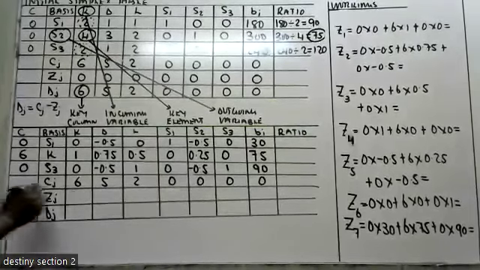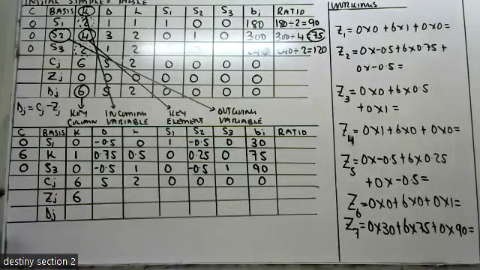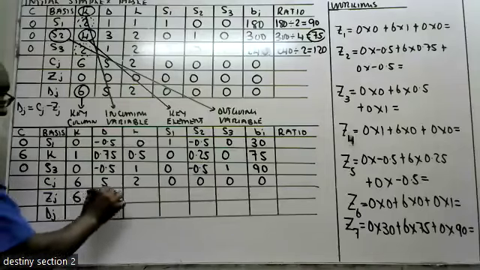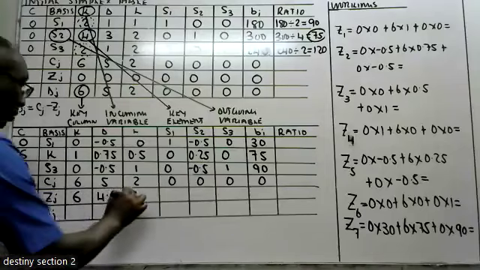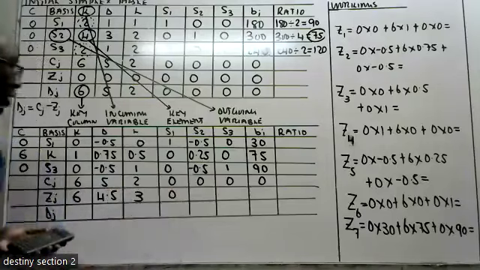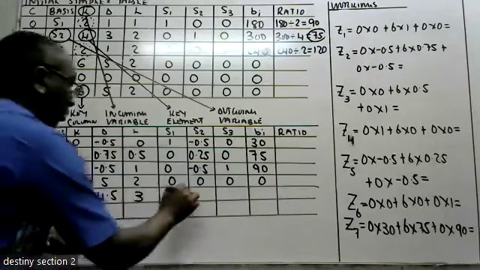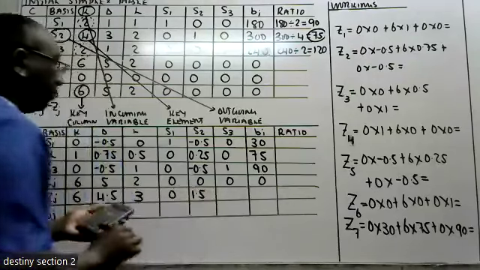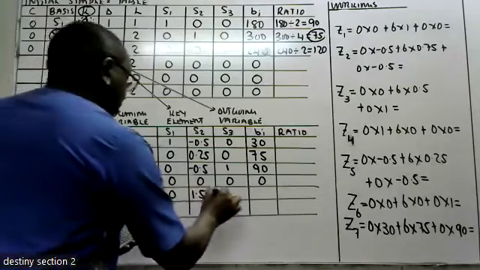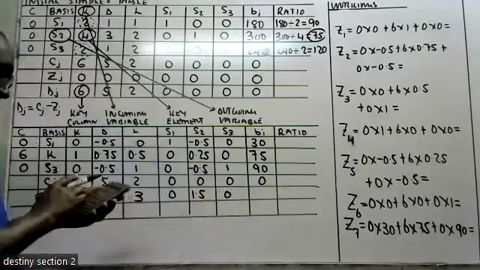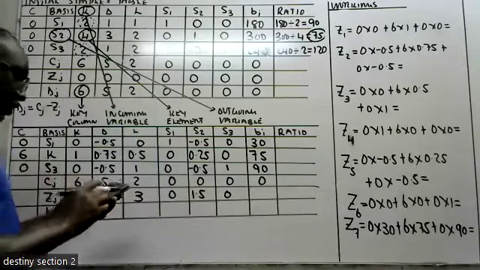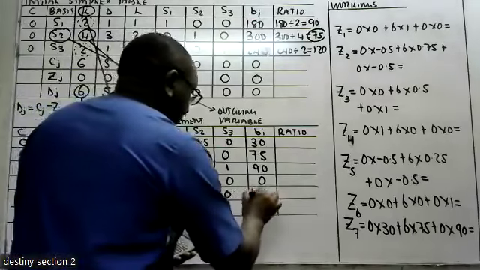So this one will be 6 here. This other one will be 4.5. This one will be 3. This will be 0. This one will be 1.5. This will be 0. And 75 times 6 is 450.